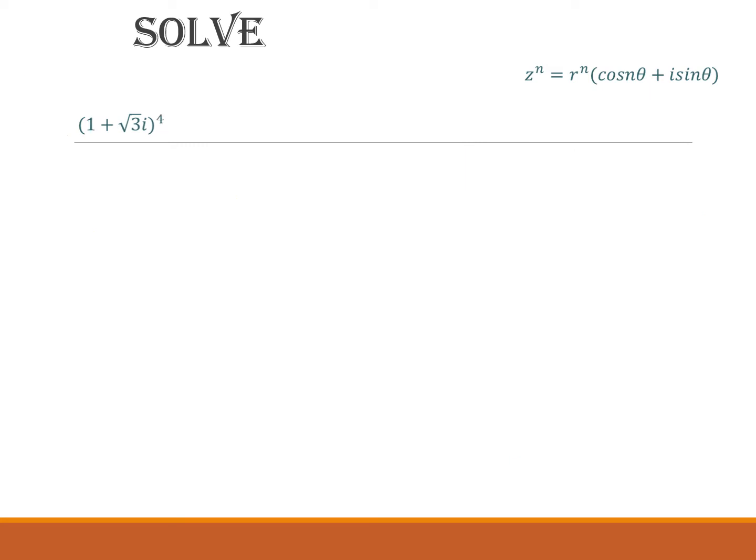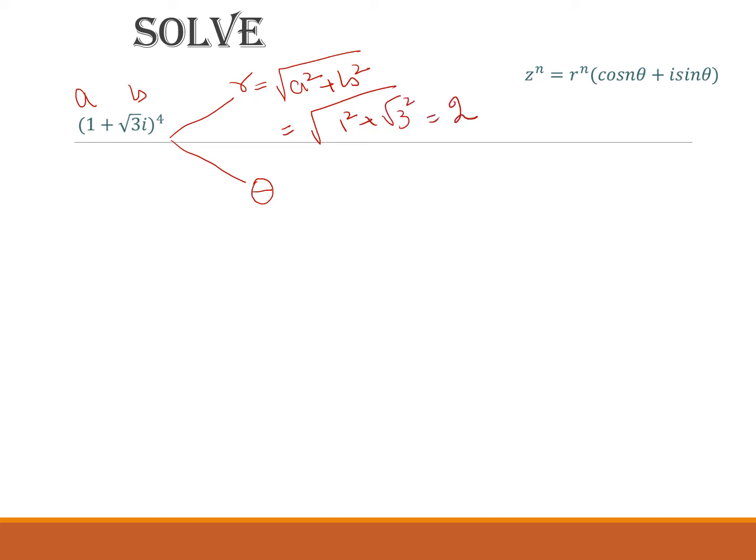Let's solve one more example. If (1 + √3i) to the power 4 is given, how do we find it? First thing is to find the modulus and the argument. The formula of the modulus is √(a² + b²). Here in the question, 1 is your a and b is √3. So put it in the formula: 1² plus (√3)², it will give you 2.